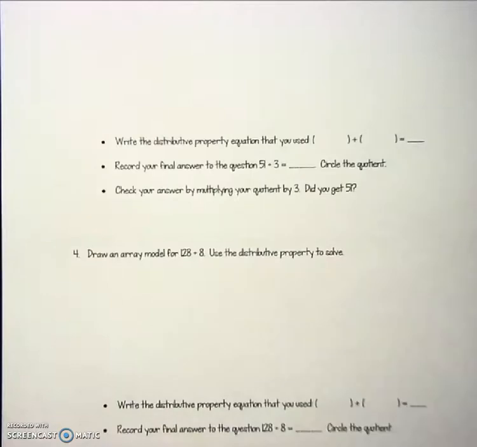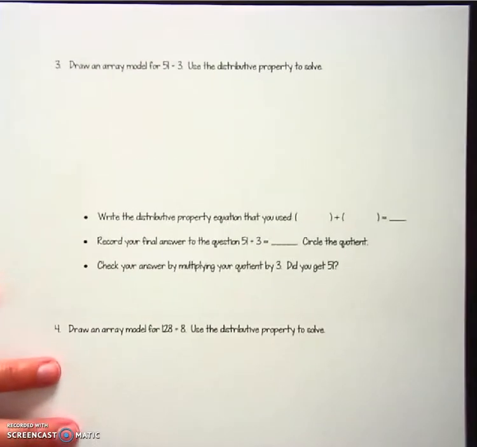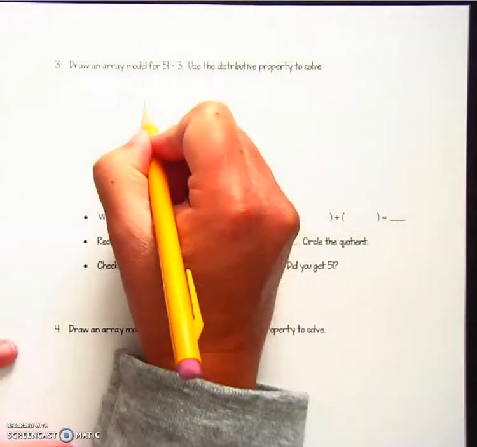Let's take a look at another one. This time, let's take a look at 51 divided by 3. So again, I'm going to draw an array.